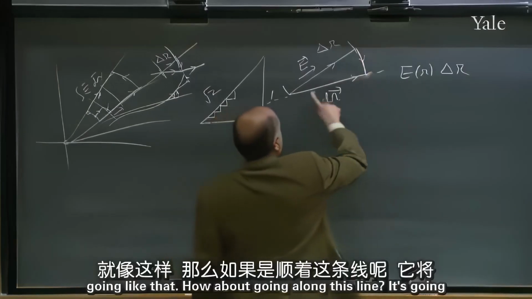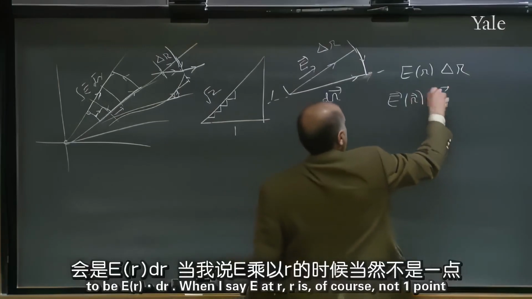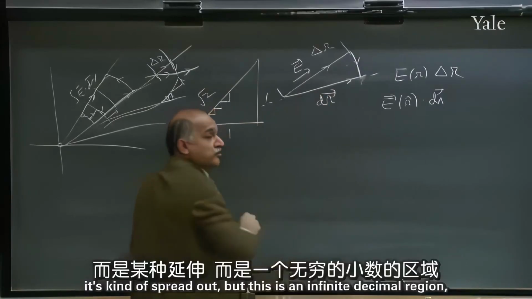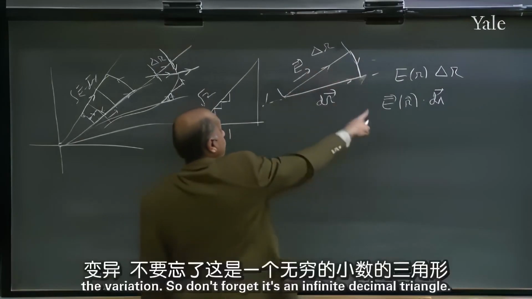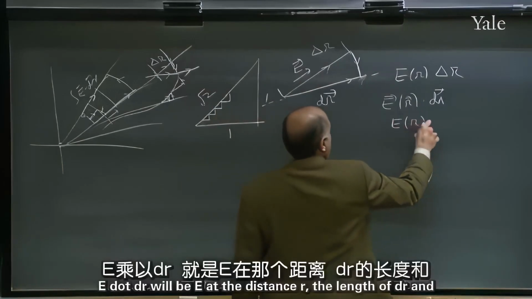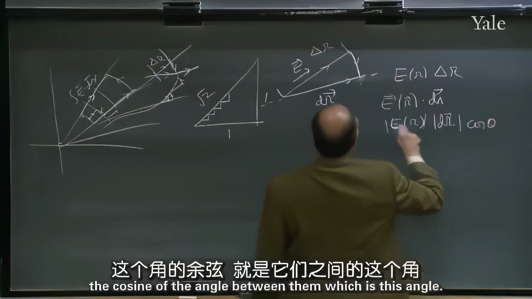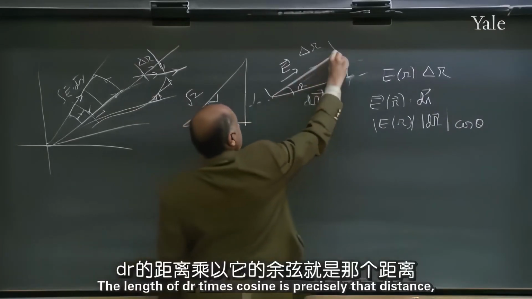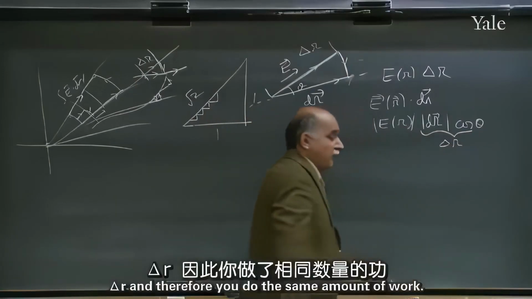How about going along this line? It's going to be E at r dot dr. When I say E at r is of course not one point, it's kind of spread out, but this is an infinitesimal region. So you can talk about the E at one point and not worry about the variation. So don't forget it's an infinitesimal triangle. E dot dr will be E at the distance r, the length of dr, and the cosine of the angle between them, which is this angle. But length of dr times cosine is precisely that distance, delta r, and therefore you do the same amount of work.